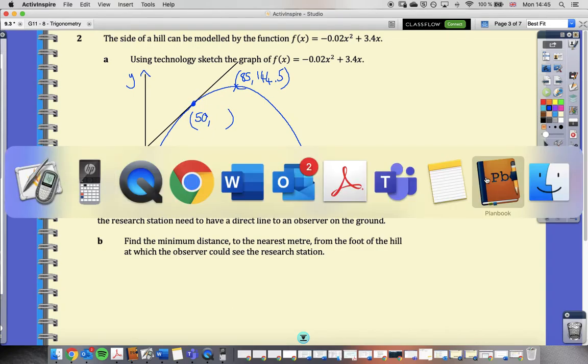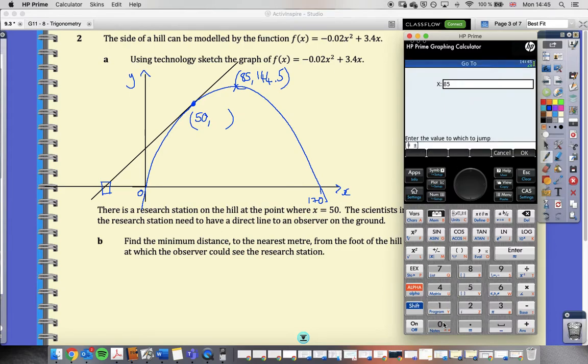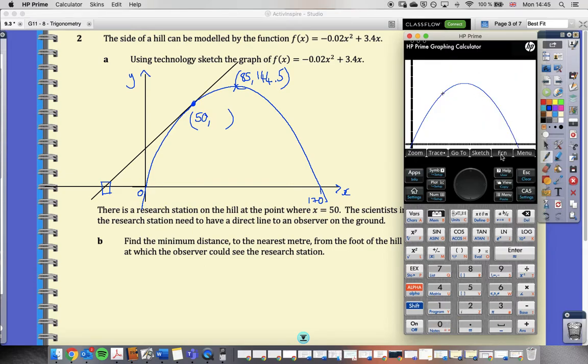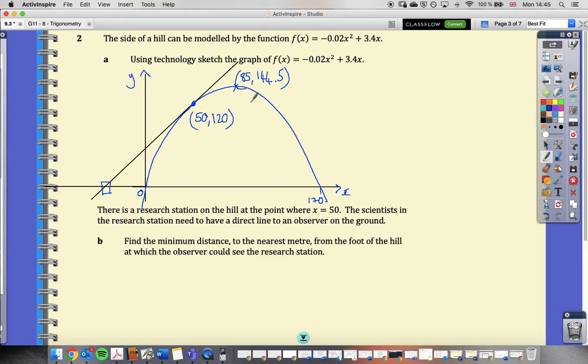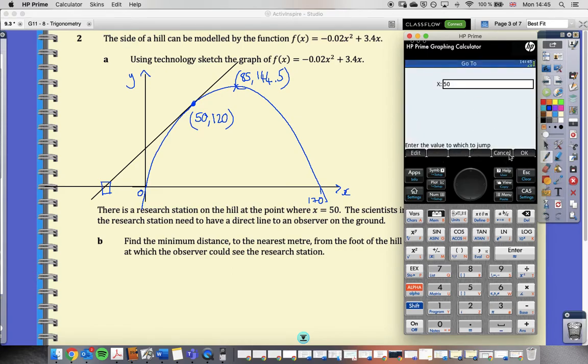So let's go back to our graph. We want to go to 50 now, because that's where the scientists are. Okay, go to 50. So the y coordinate is 120 at that point, and we would like a slope. There we go, the slope is 1.4. Let's just check we're still on 50, yeah.